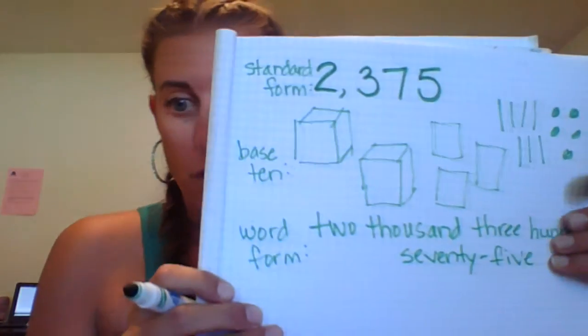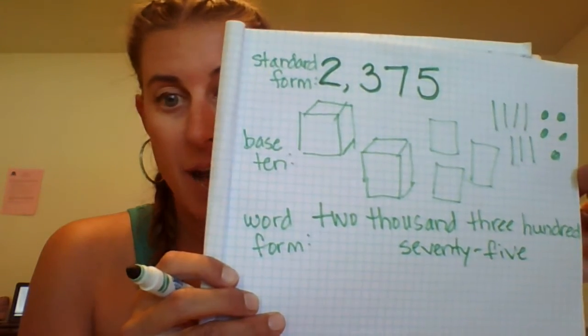Okay, so again, you guys, we're going to practice 3 different ways to represent or identify numbers. Standard form, base 10, or word form. Okay, let me show you guys how.